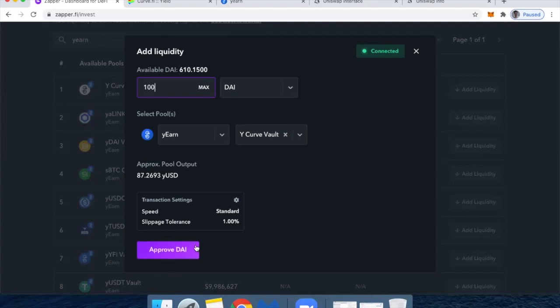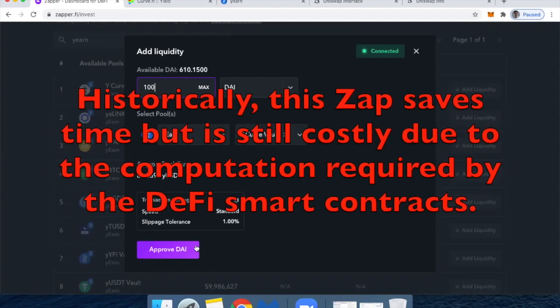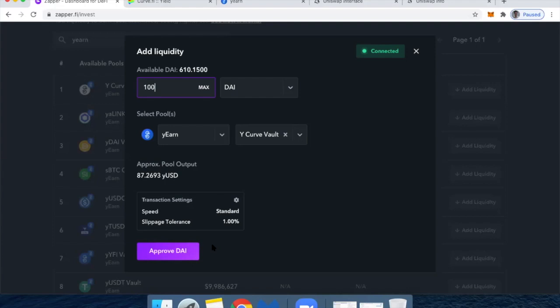First, there's an approval transaction to give permission to spend my DAI. That's the one that's always cheaper. That's the first transaction. And then the second one is to actually deposit. Now, this has been a very popular Zap for us.